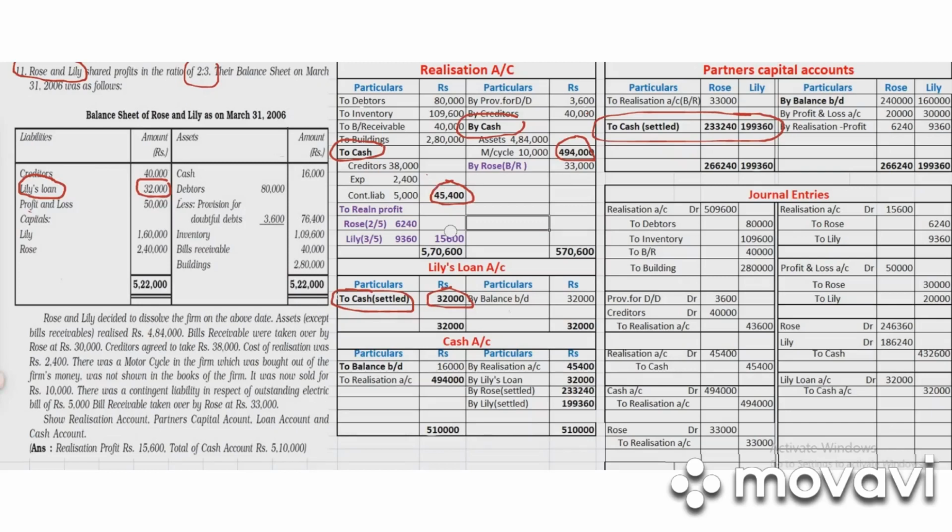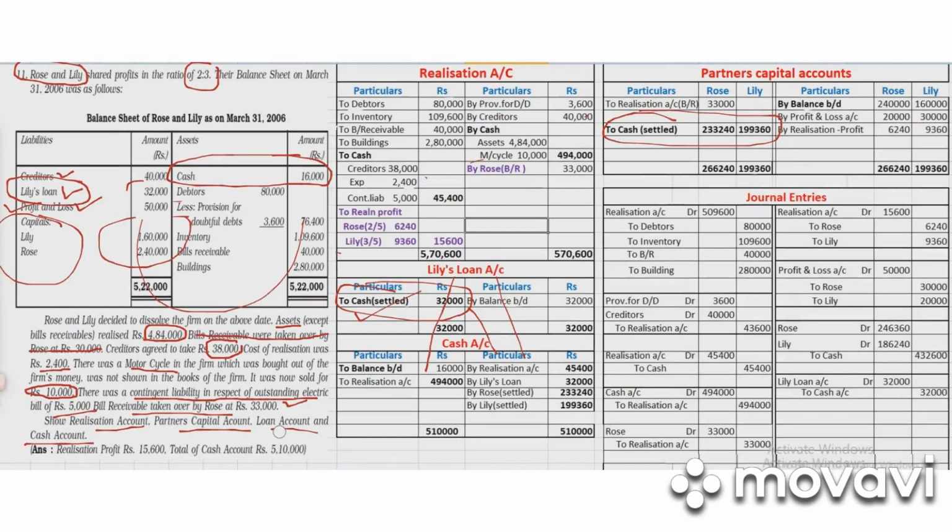So in this way we complete the dissolution procedure through the preparation of realization account, capital accounts, then loan account if it is asked, and cash account. So these are the accounts to be maintained in the books of accounts when there is dissolution of partnership. And if journal entries are asked, we have to prepare the journal entries also.